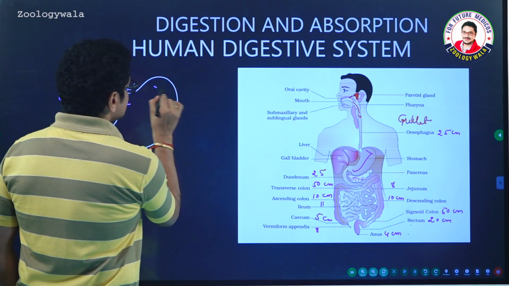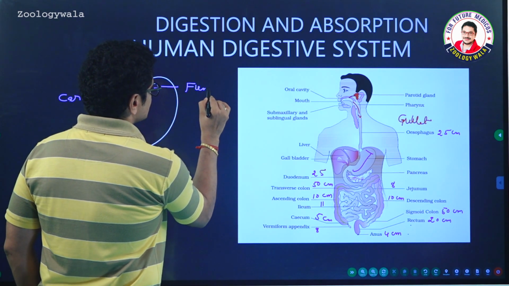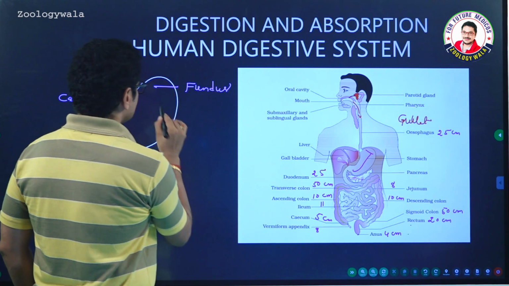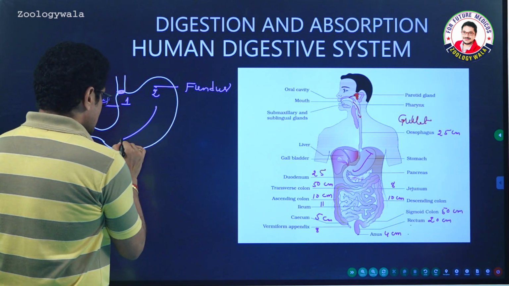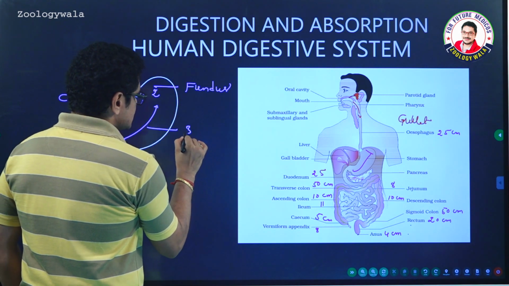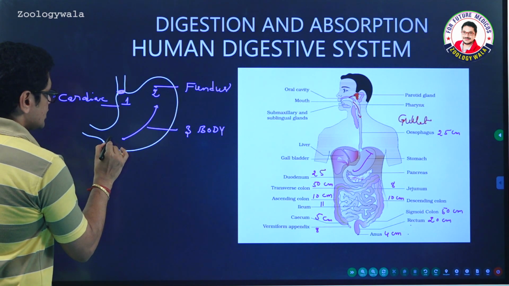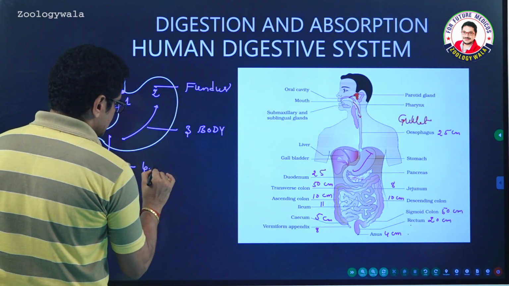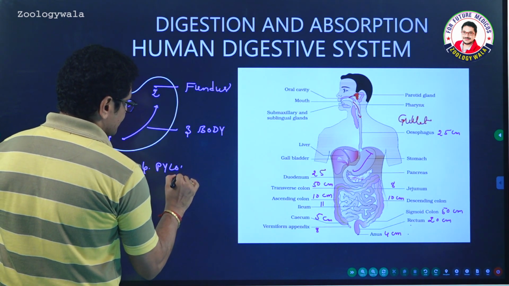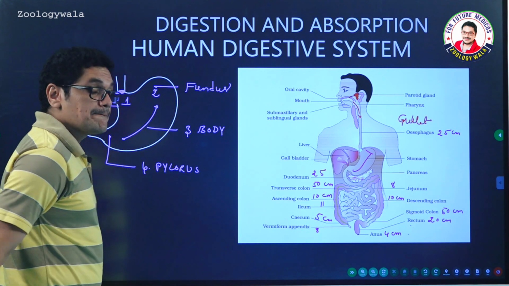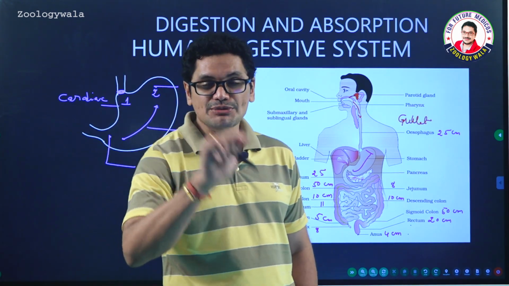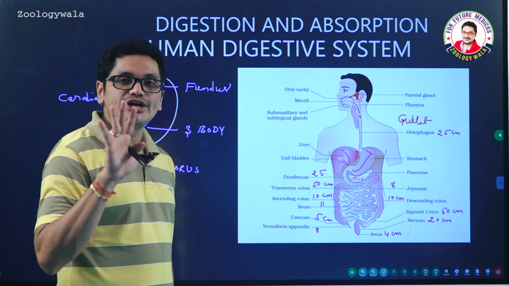And the second one, this elevation, is called the fundus or fundic part of the stomach. This is the second part of the stomach, and this is the major area. This is the third one, called the body of the stomach. And the next one, the fourth, is the pylorus, which is also called the pyloric part of the stomach, the fourth part of the stomach. So the stomach is divided into four areas.